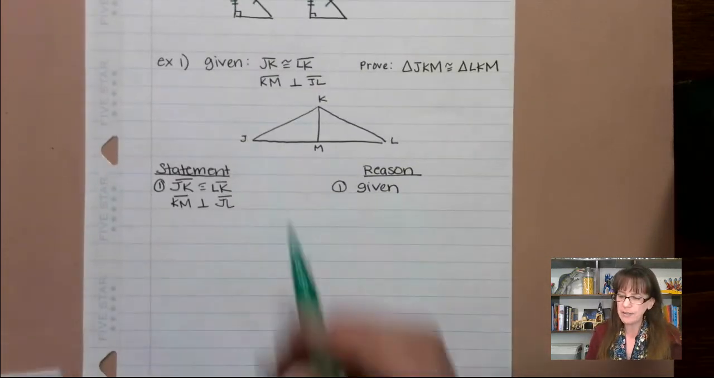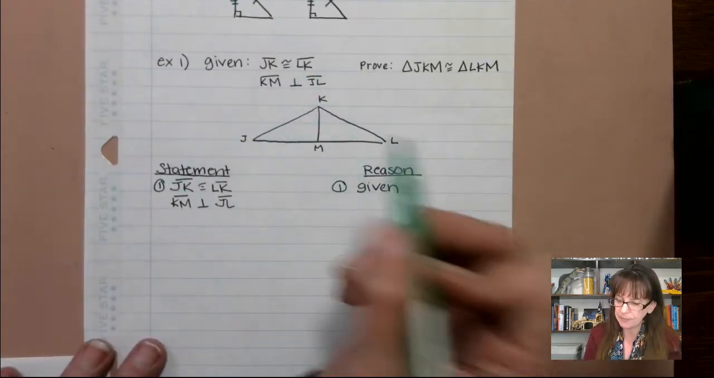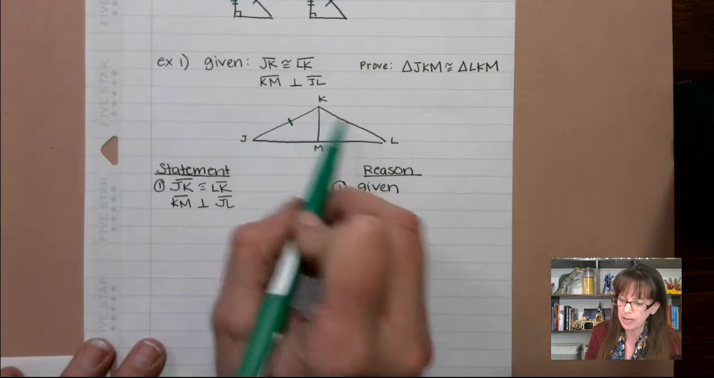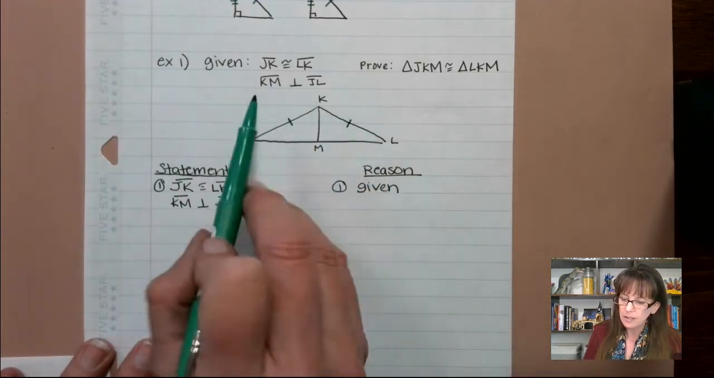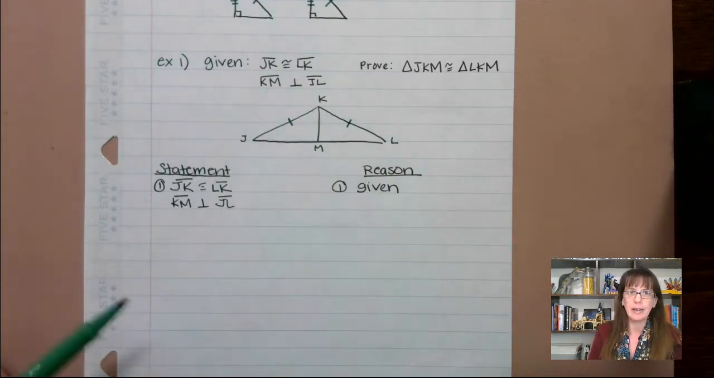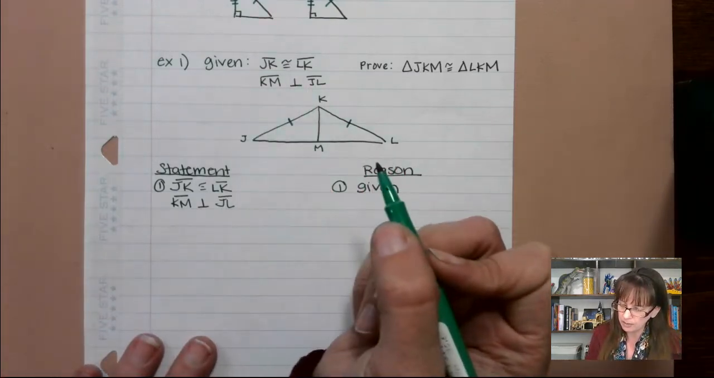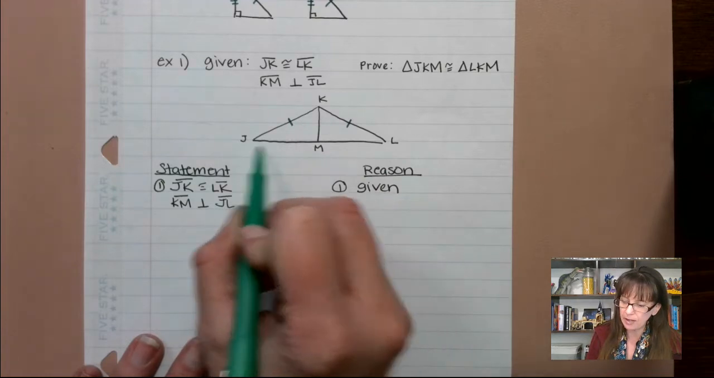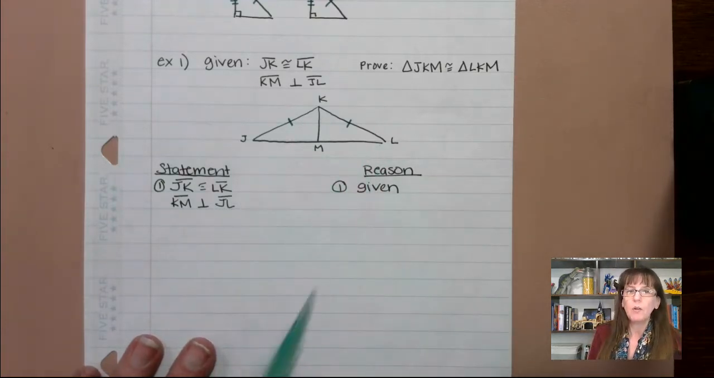All right, we are given that JK is congruent to LK. KM is perpendicular to JL, right? KM is perpendicular to JL. That's this long one here. Okay, so we've gone ahead and written down our givens, right?